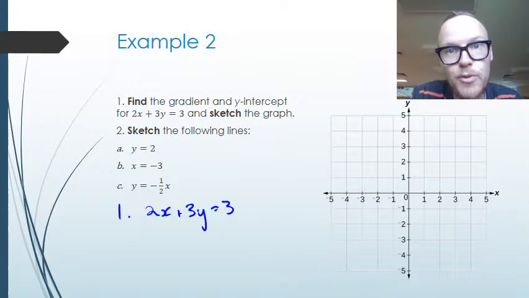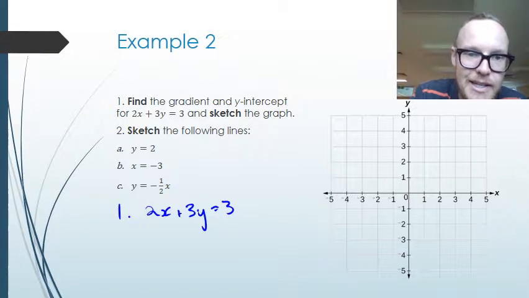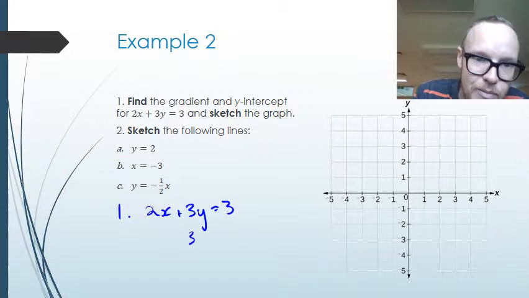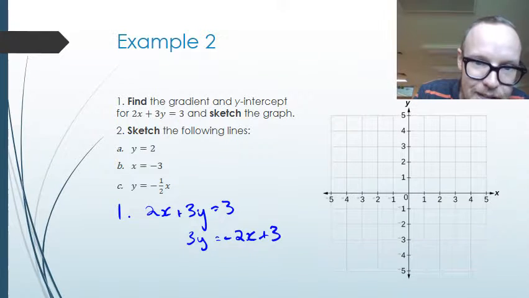Now, it's not in the form of y equals mx plus c. In order to get it in that format, we need to make y the subject of the equation. So we need to get y by itself. So let's remove the 2x from both sides, from the left-hand side, from the y by subtracting 2x from both sides, minus 2x plus 3.